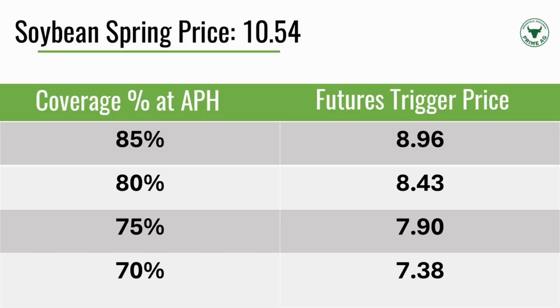Again, 85% coverage at APH, trigger price is at 896 on the board. If we jump down to 70%, you're looking at 738.